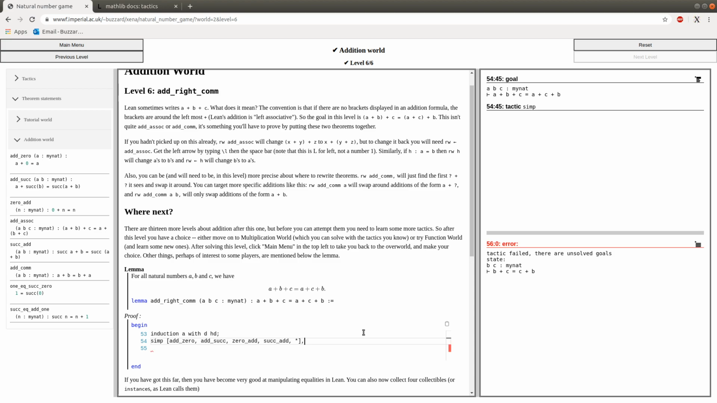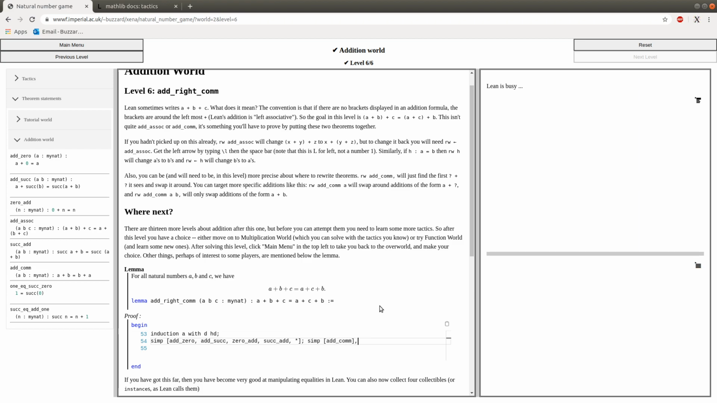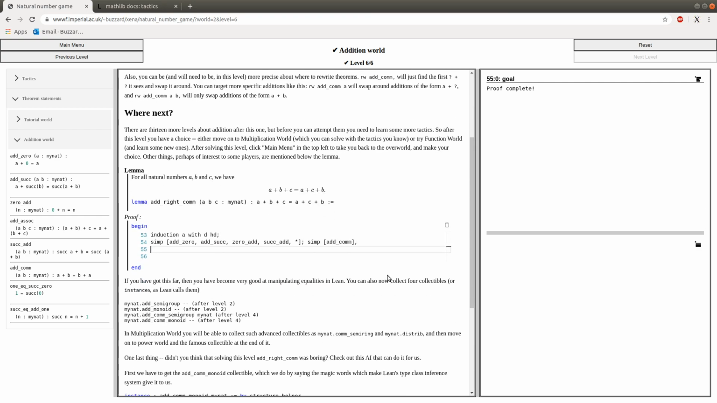We could do that, and then we could do it again. Try. Oh, let's just do simp. Let's try it on its own. There you go. So there's some spectacularly bad Lean code. But will it work? It works. No goals. And hence, oh, I was hoping for a proof complete. Oh, there it is, proof complete. So what we've actually done here is we proved that mynat is an add_comm_monoid.